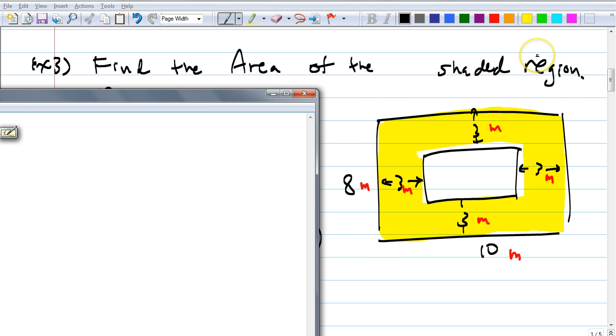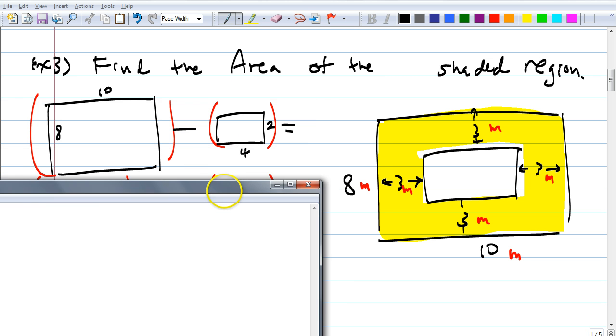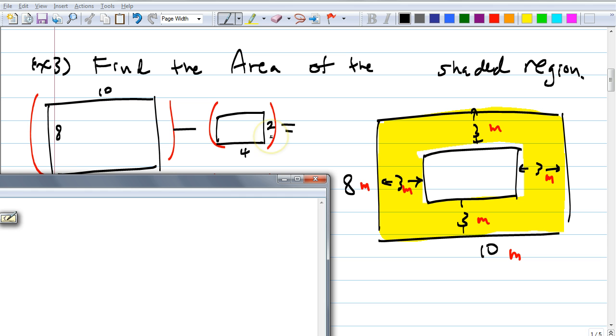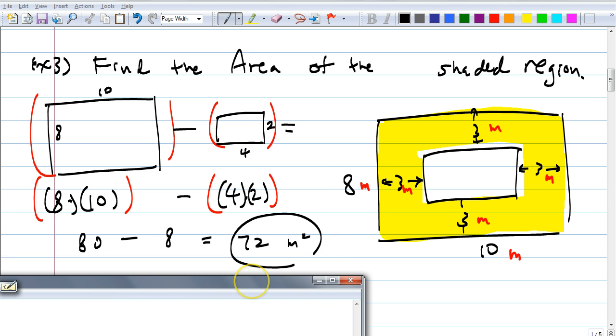What's the area of the big rectangle then? 35 meters squared? 80 meters squared. Isn't it 80? Length times width, right? Isn't it 8 by 10? And the other, wasn't it 4 by 2? Okay, yeah. So the answer then is 72 meters squared.